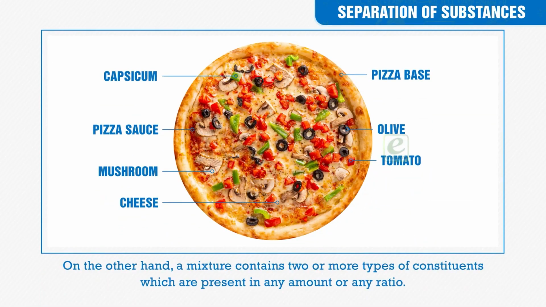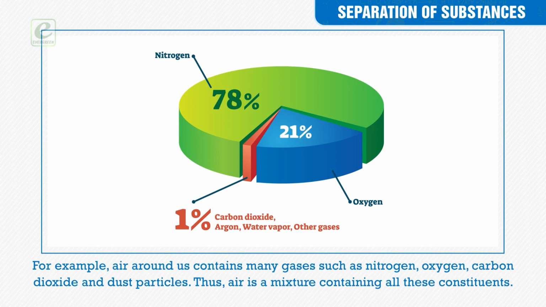On the other hand, a mixture contains two or more types of constituents which are present in any amount or any ratio. For example, air around us contains many gases such as nitrogen, oxygen, carbon dioxide, and dust particles. Thus, air is a mixture containing all these constituents.